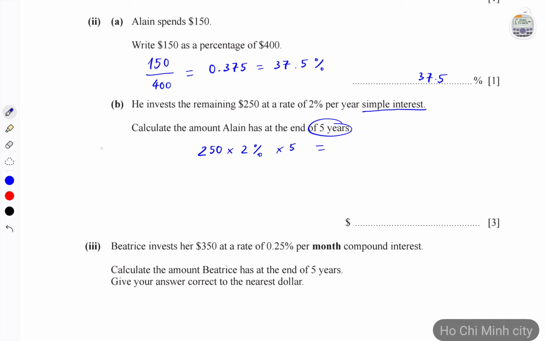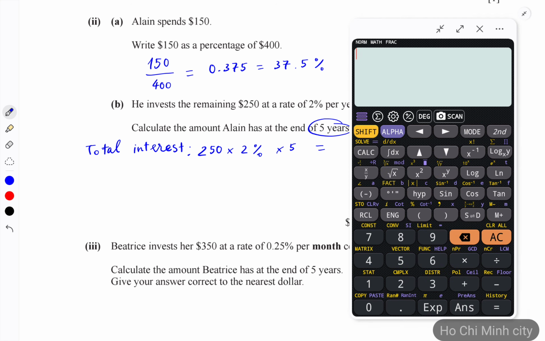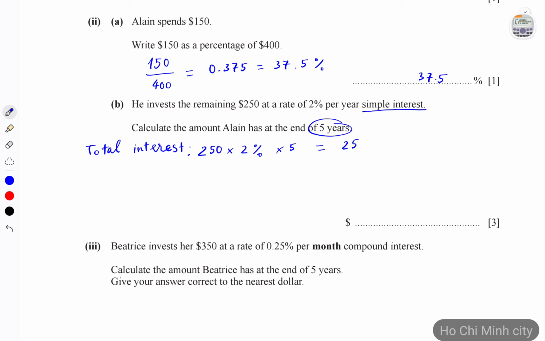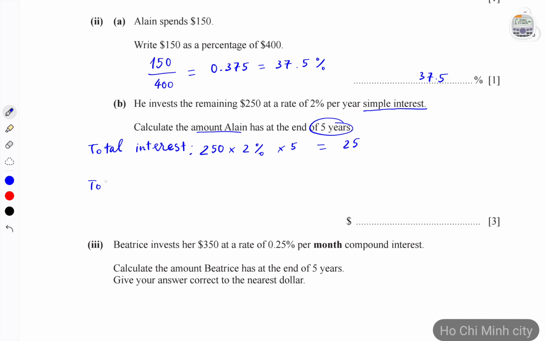All right, so that is the total interest. So now we have 250 times 2% times 5, and we have $25. But we want to calculate the amount that Elaine has at the end. That means we have to take into account the initial money that he has. So here is the total money. That is, take the initial amount, which is 250, plus the interest, and we have the answer $275.